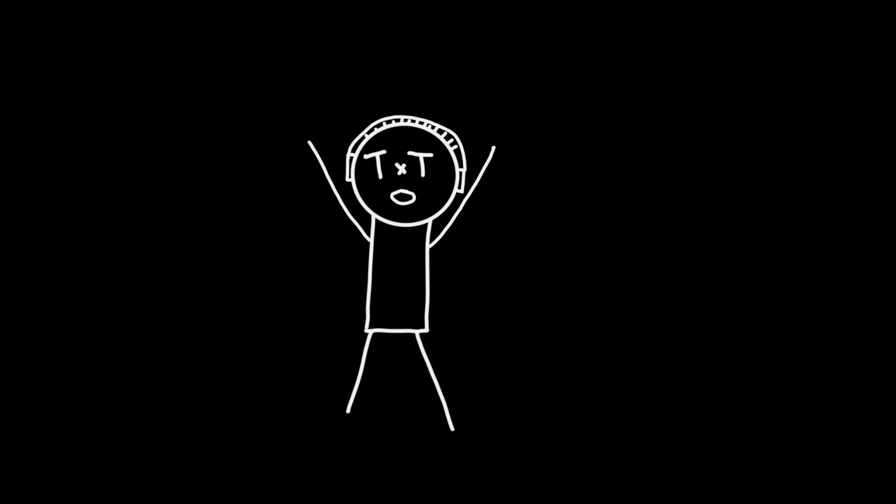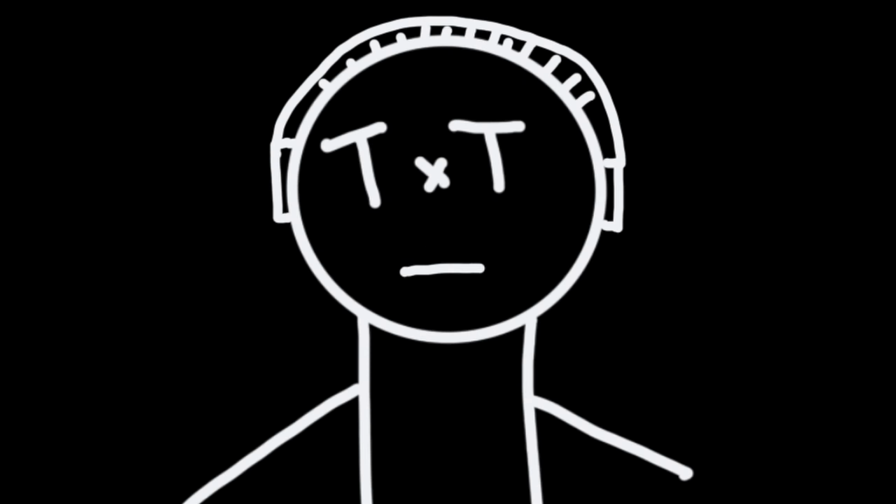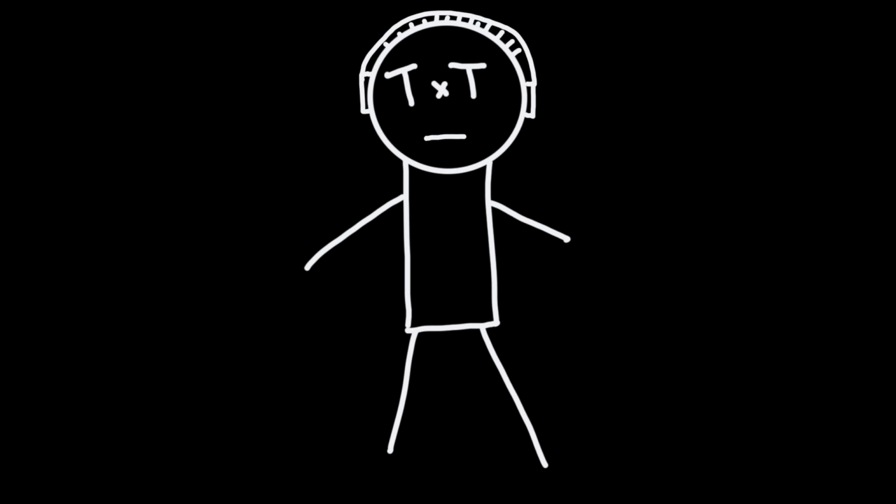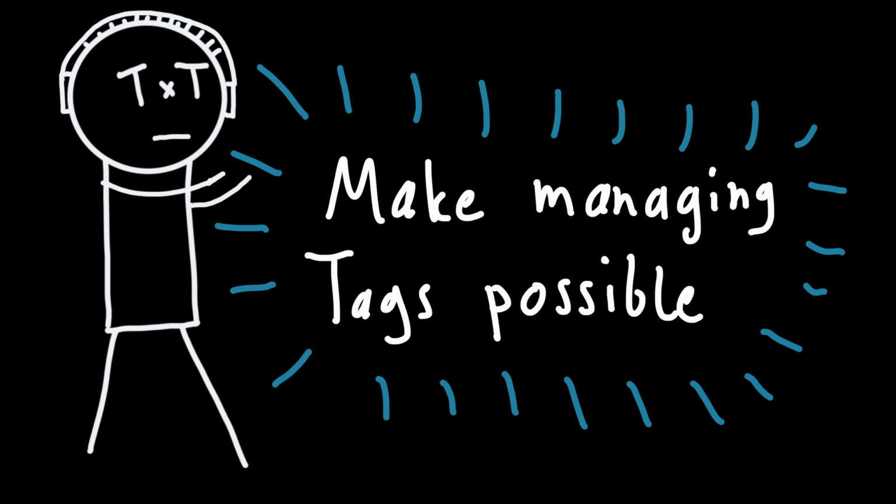This is a TXT, and this is the devlog in which I will implement tags into TxTs Treasury. Adding tags is very monumental, that's why I split it up into 4 smaller steps. The first step is to make managing tags possible. That looks something like that.